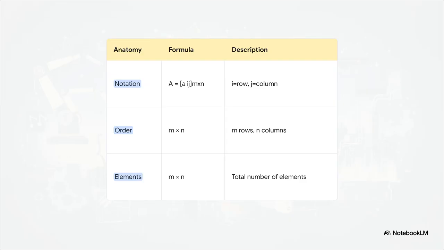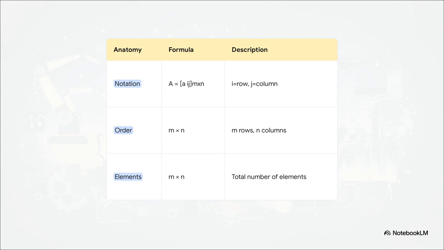Okay, so let's break down how we talk about them. The notation might look a little complex, but it's basically just a set of coordinates. M is the number of rows, N is the number of columns, and that little Aij is the specific number you find at row i and column j. So a 3x2 matrix has 3 rows, 2 columns, and a grand total of 6 numbers inside.